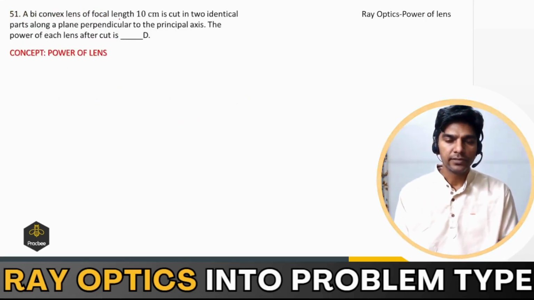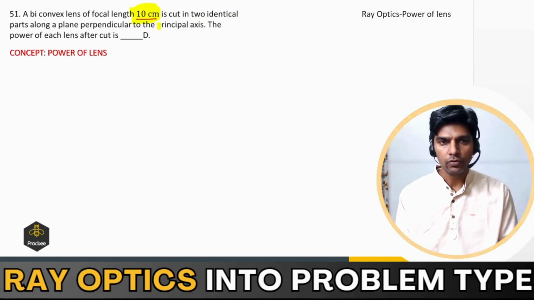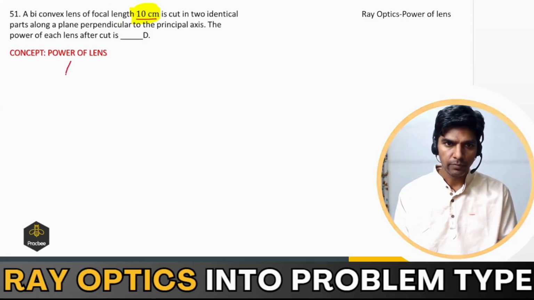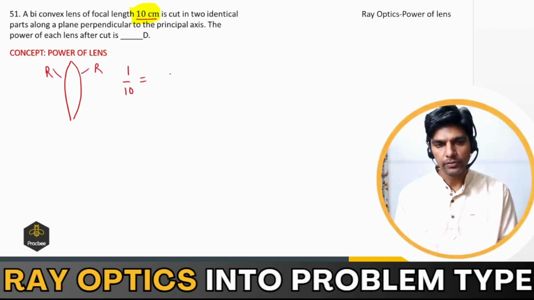A biconvex lens of focal length 10 centimeter, so focal length is given as 10 centimeter, is cut into two identical parts along a plane perpendicular to the principal axis. Find the power of each lens after the cut. Let us see. So we have a biconvex lens, and this is R and this is R. Focal length is given as 10. So 1 by 10 will be equal to mu minus 1 times 2 by R. Okay. So from this we can say R upon mu minus 1 is equal to 20.